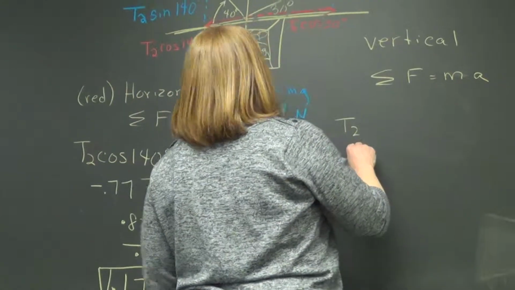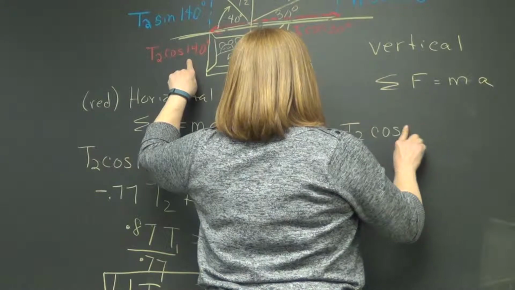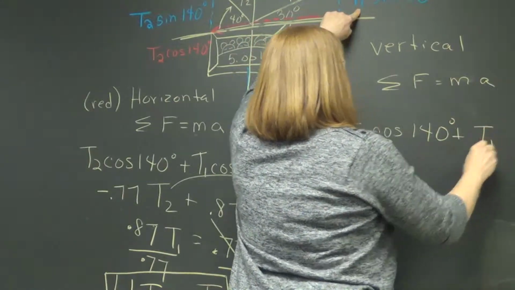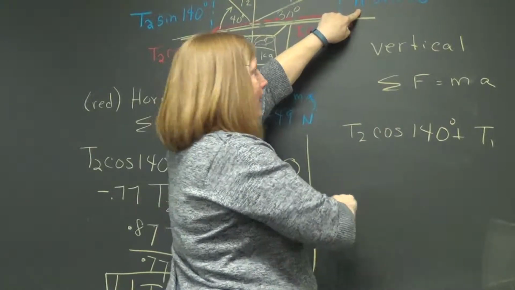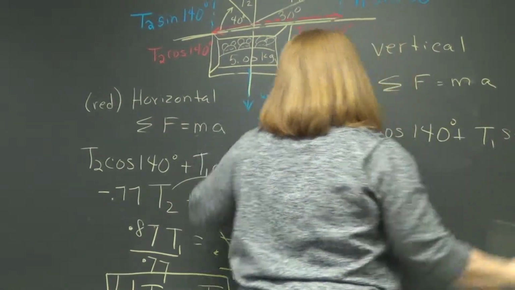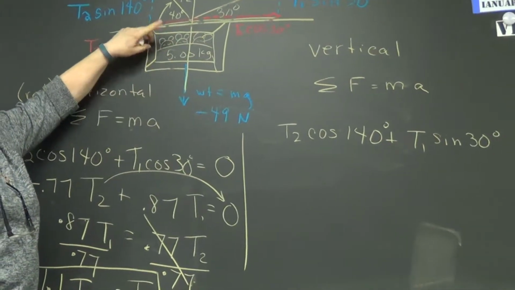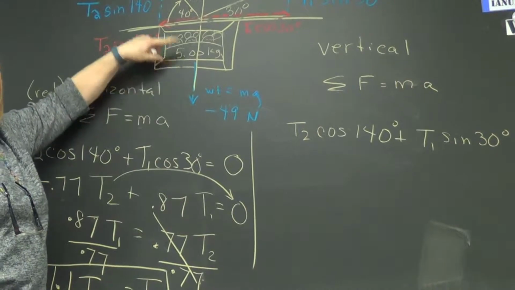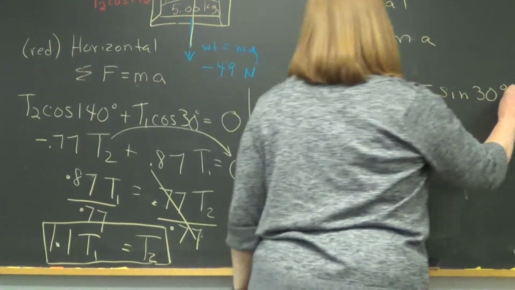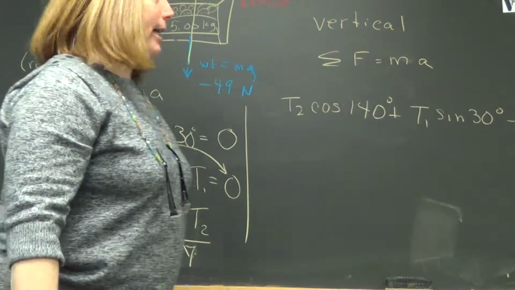Alright, T2 is cosine 140 plus T1. Notice I'm not deciding if they're plus or minus. T1 sine of 30. This one, however, I do have to decide because there's no calculator, no sine or cosine to tell me whether it went up or down, but I know it went down. So I do have to include the negative 49. And that equals 0, it's not accelerating.